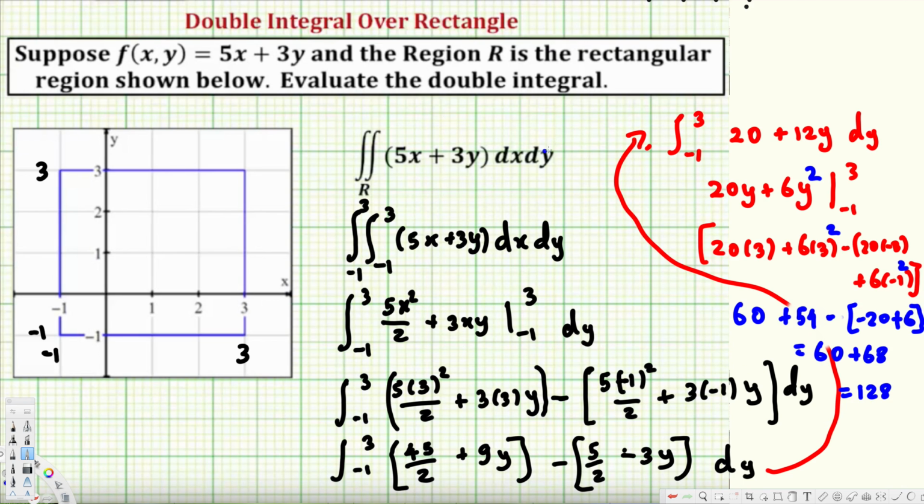So the integration of this is going to be equal to 128, and that's going to be the double integration of this rectangular region.